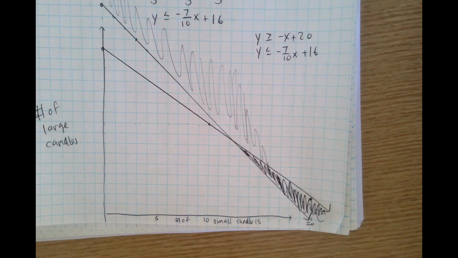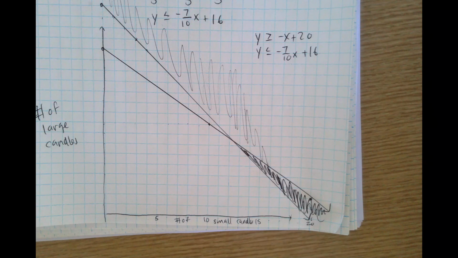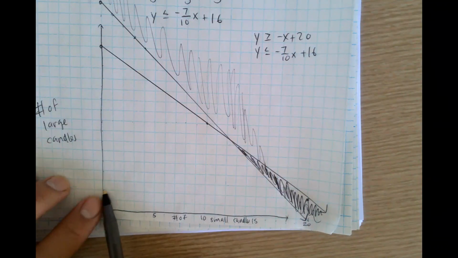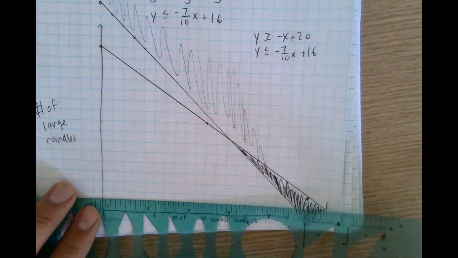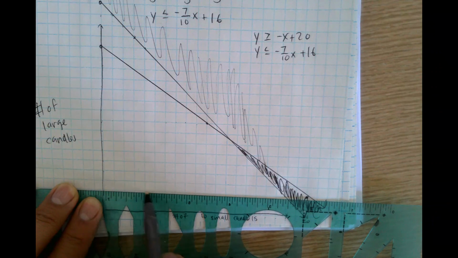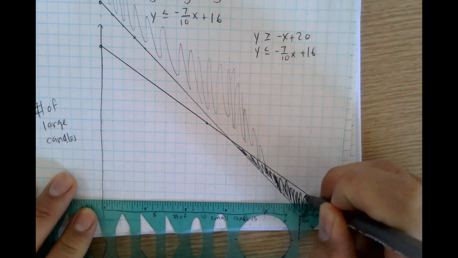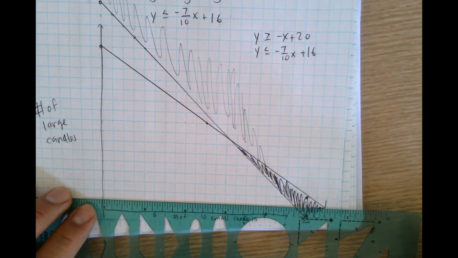They could also ask us, if he buys 2 large candles, what is the maximum amount of small candles Jonah can buy? In that case, if they give us the y value, which is the large candles, then you would look here and see what is the maximum x value when Jonah buys 2. You can see here that it's about 20 small candles.